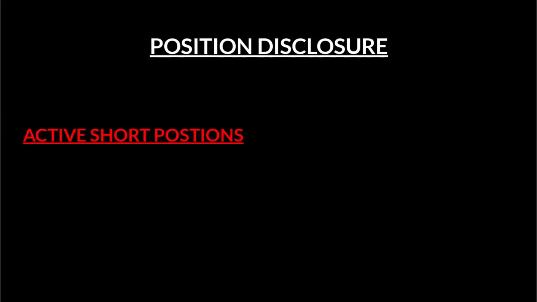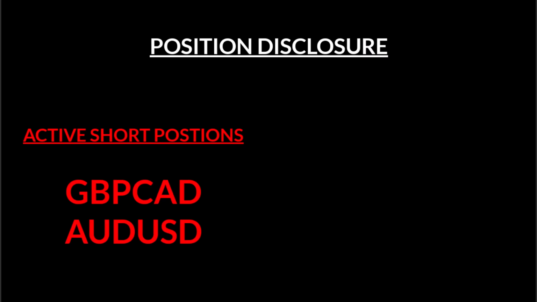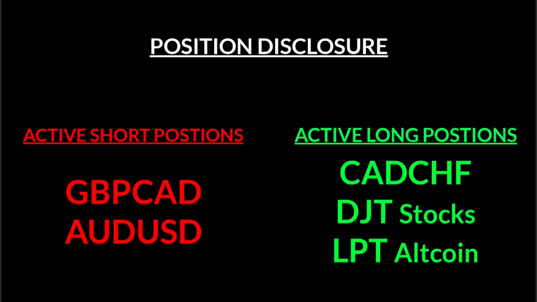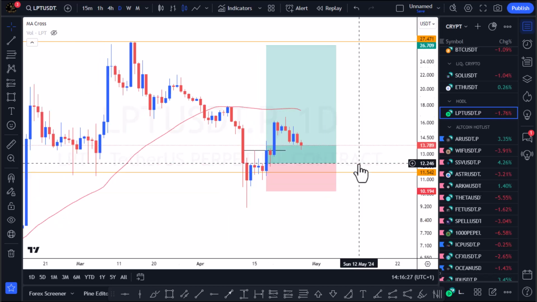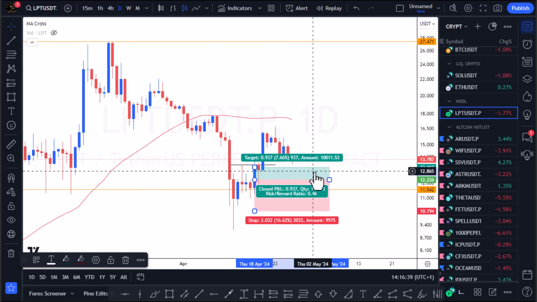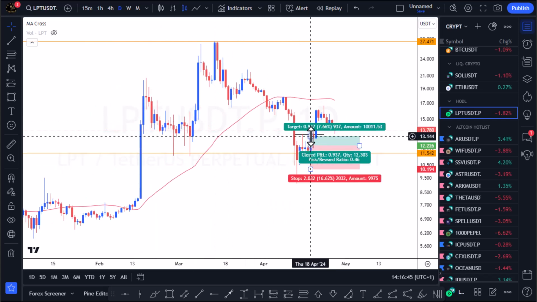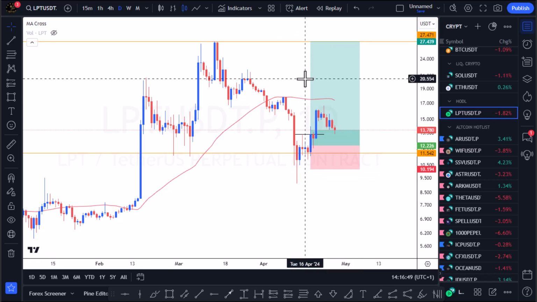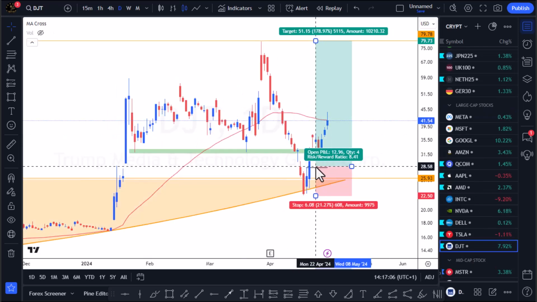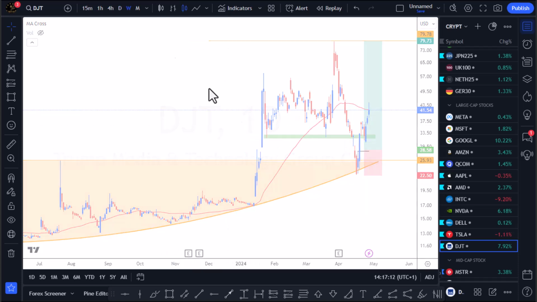Position disclosure. I am short on GBP Canada and AUDUSD. I am long on Canada Switch. I am holding DJT stocks. I hold some LPT altcoin and I have speculative positions on LPT altcoin. Some profit has been booked on both speculating and holding positions on LPT. I shared all in the Chart Empire trading community apart from the AUDUSD and LPT due to the risky nature of the setup detected.